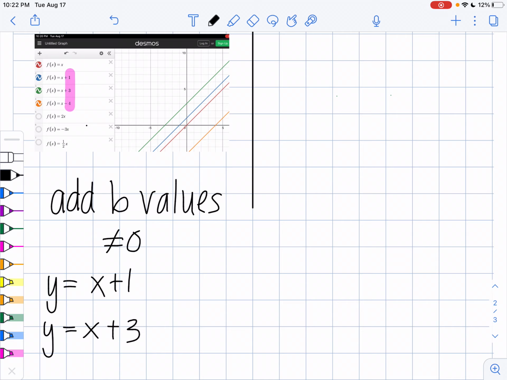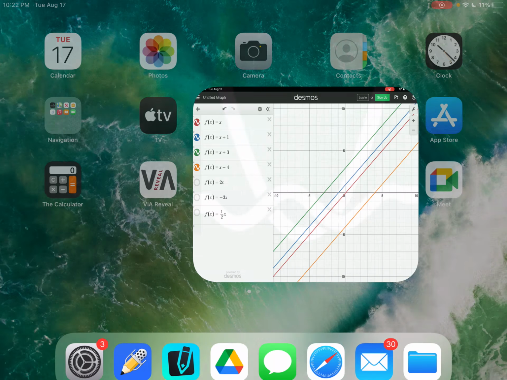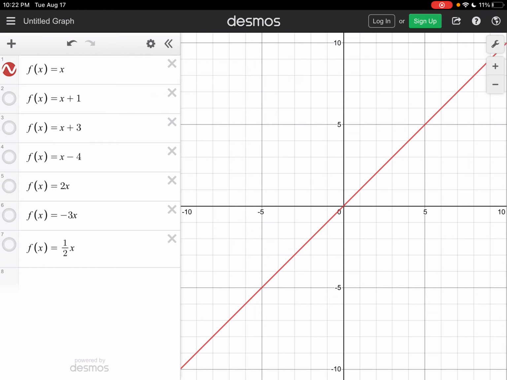Okay, let's look at the other graphs that I have turned on my graphing calculator, and we're going to notice what happens. Obviously, the only choice left is different slopes, same y-intercept, but let's see what that looks like and see if we can draw some conclusions. So I come back over here, I'm going to turn off these guys. And I want you to, again, pay attention to when I turn on these graphs.